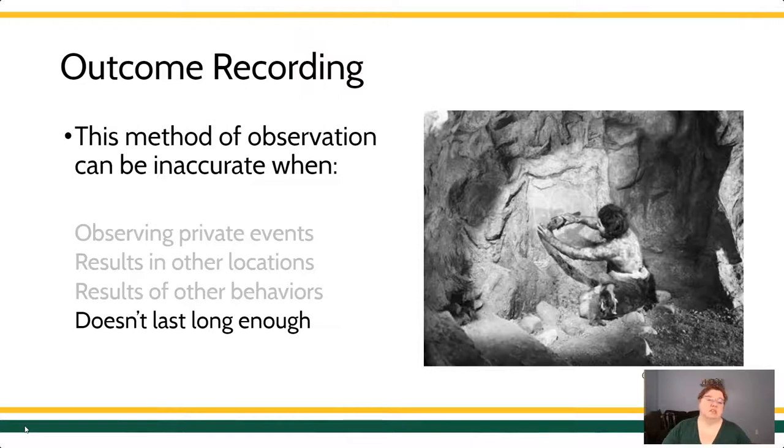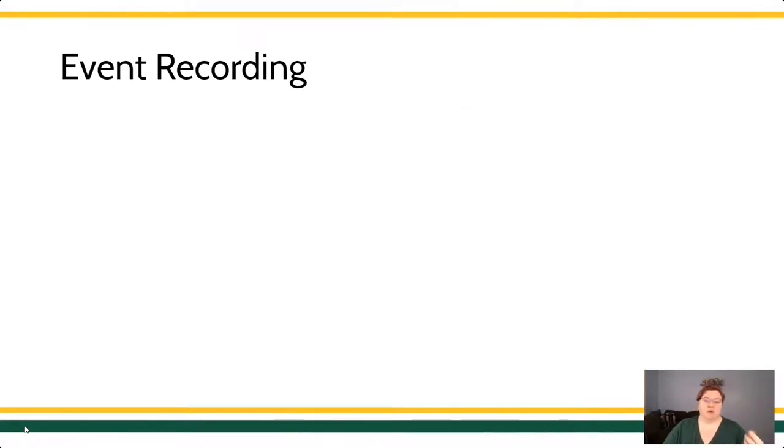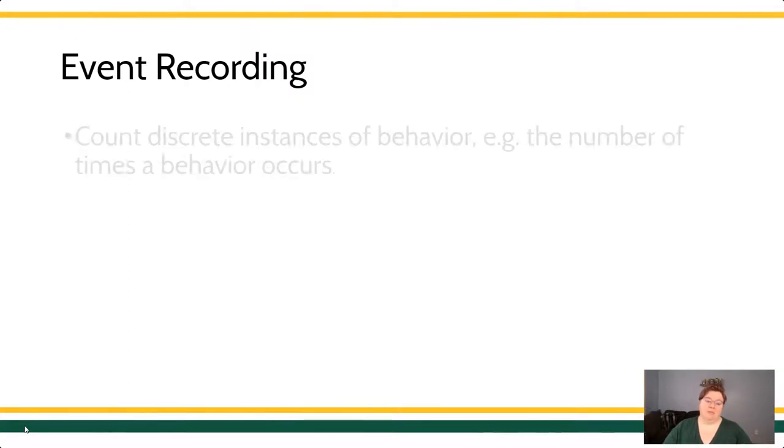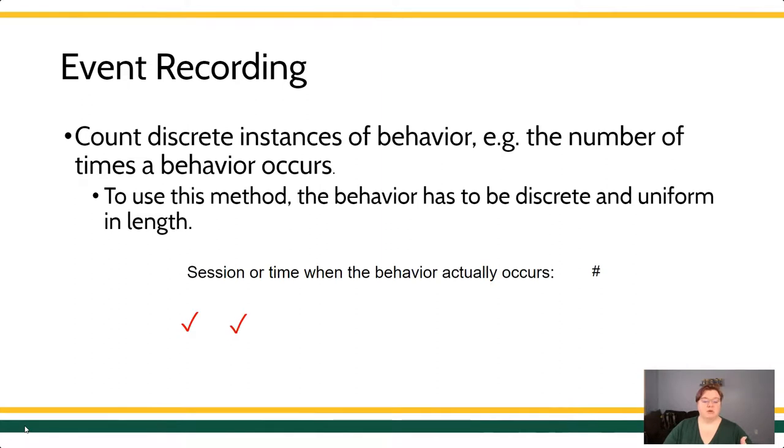Those are some disadvantages of outcome recording. When you can use it, it's really great, but there's a lot of reasons why you might not be able to. Turning to event recording, remember that this is just counting those discrete instances of behavior as they happen. So what I'm going to show you on screen here is the behavior as it's happening. These little check marks are when the behavior is occurring.